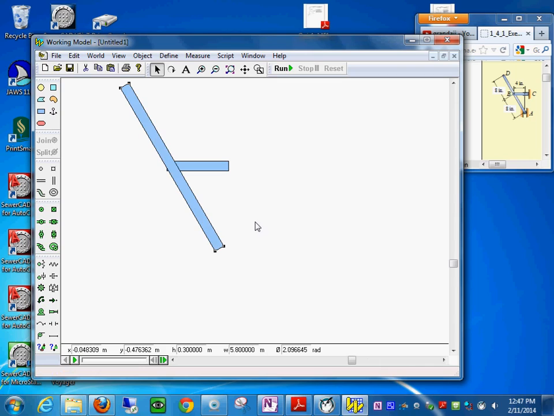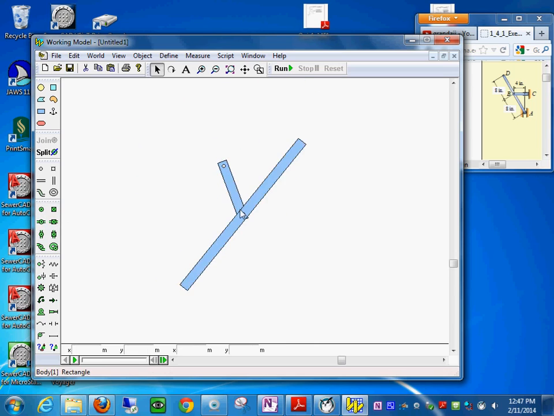How is that? Hopefully this is all right. And we need to put this kind of joint, a pin joint, between these two guys. But also I need a pin joint here. And now I should be able to move it, see?